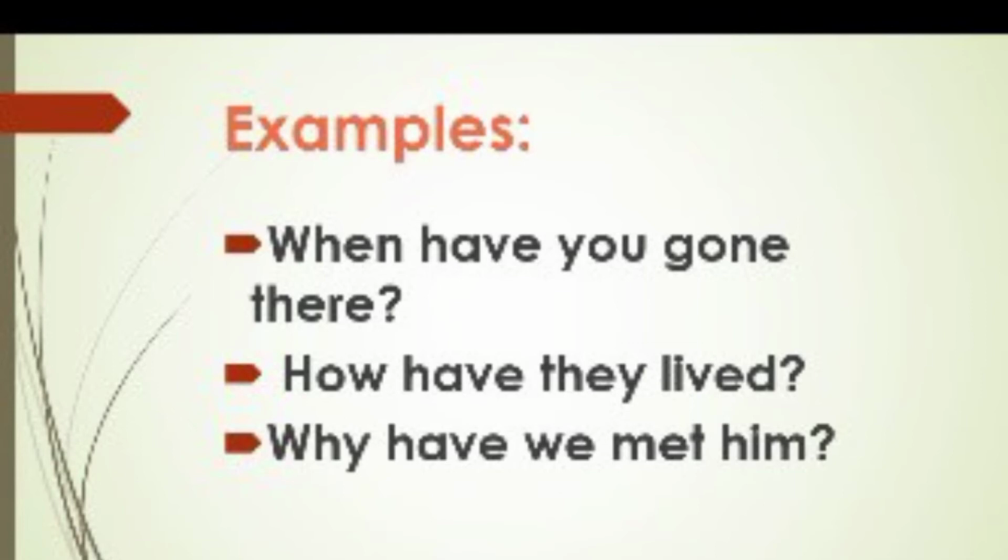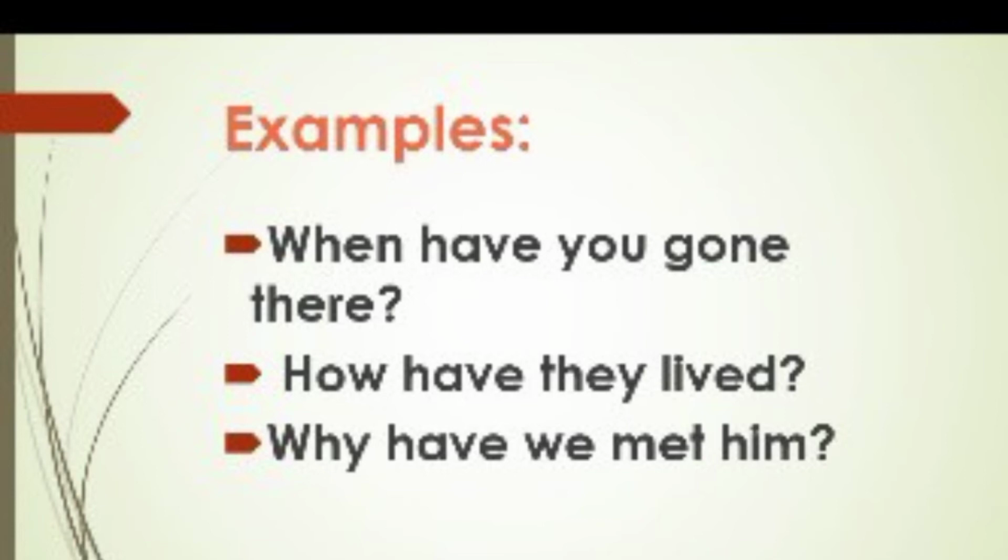Examples. When have you gone there? At first the WH question word when, then have, then you have to put the subject, here the subject is you, then verb 3, gone, and then the object there, and at the end you have to put a question mark. Next sentence, how have they lived?